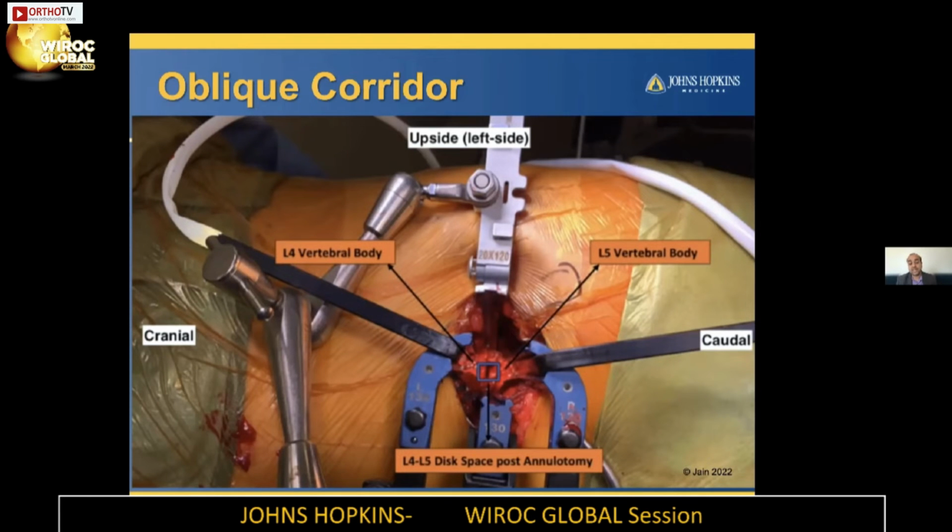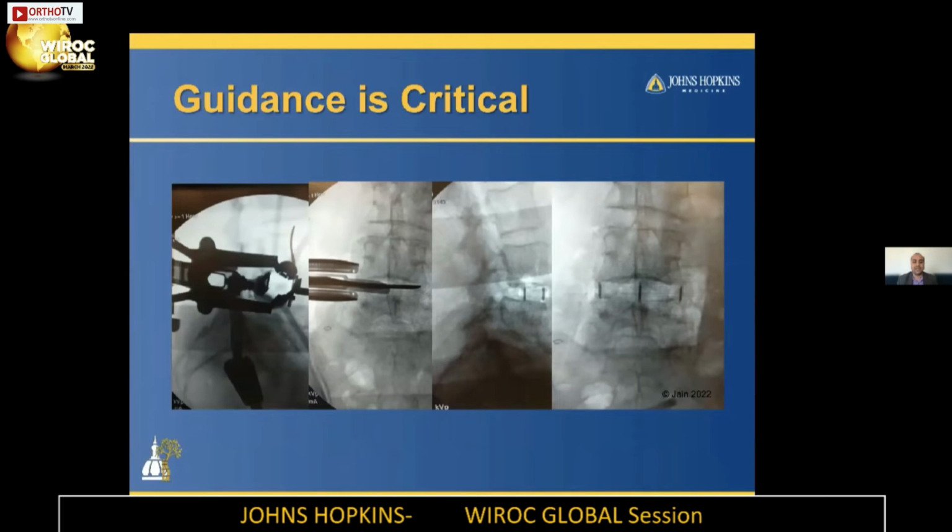So this is what it looks like intraoperatively. This is the L4 vertebral body. This is the L5 vertebral body. This is about a 2-inch incision. And you see from that incision, you can actually get all the way down to the L4-5 disc space, have an excellent disc preparation, and be able to perform the discectomy and place the implant.